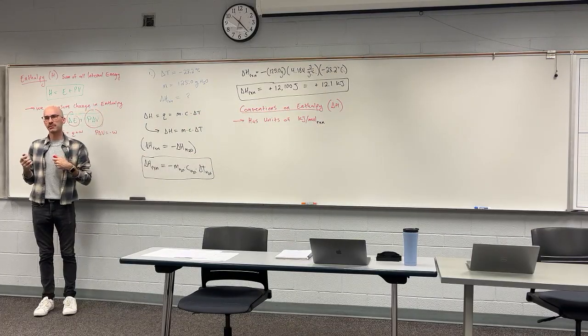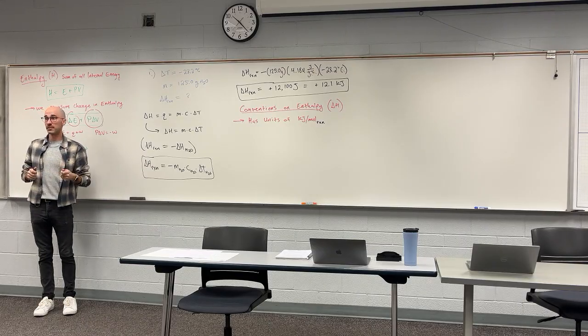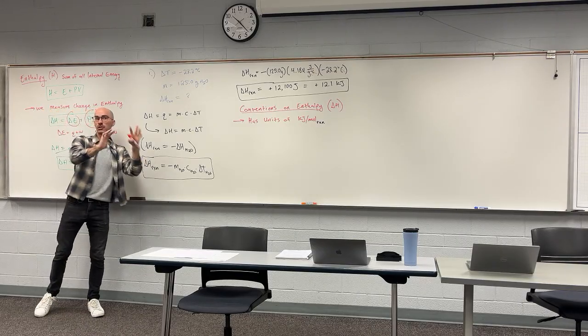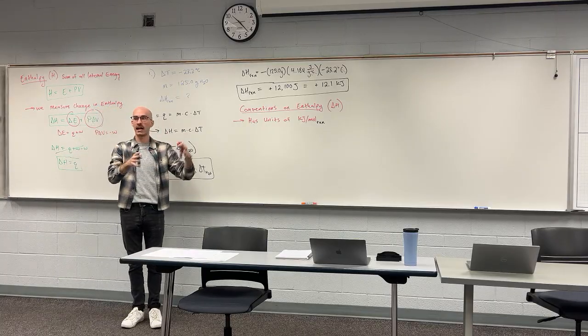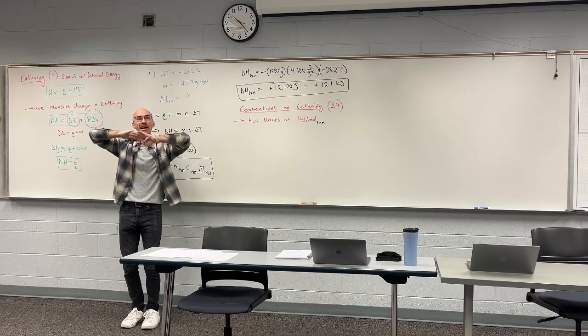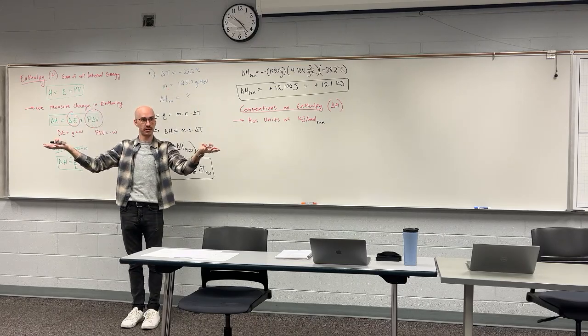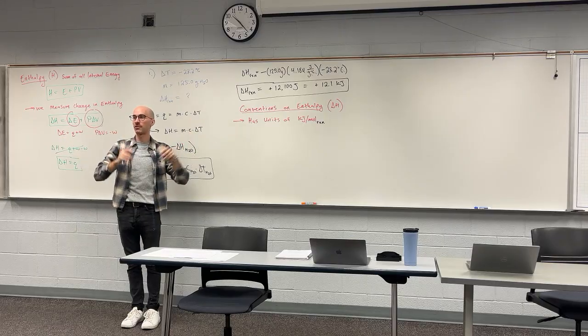Remember that sometimes reactions have lots of coefficients. Sometimes the reactions are 1 to 1 to 1 to 1. Sometimes the coefficients are 2 to 5 to 9 to 6. What this is saying is every time a reaction occurs, whatever the coefficients are, this is how much energy is given off.